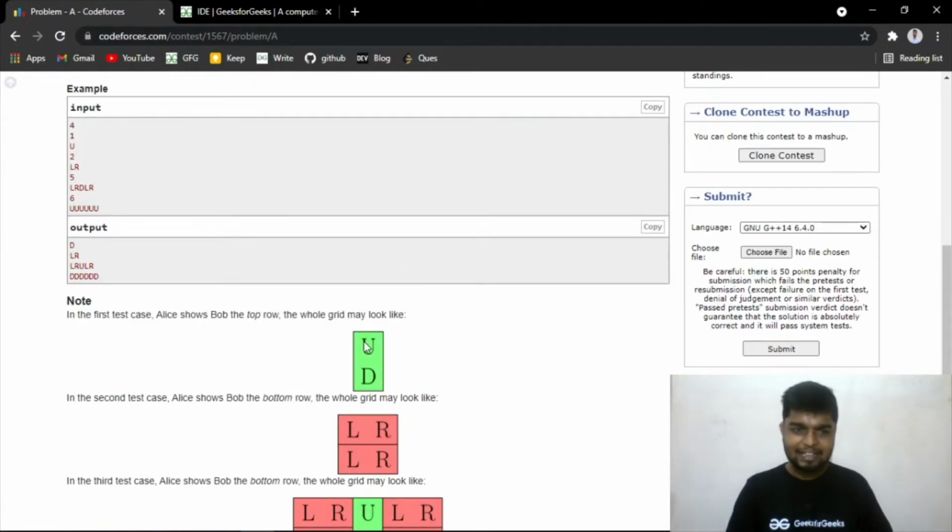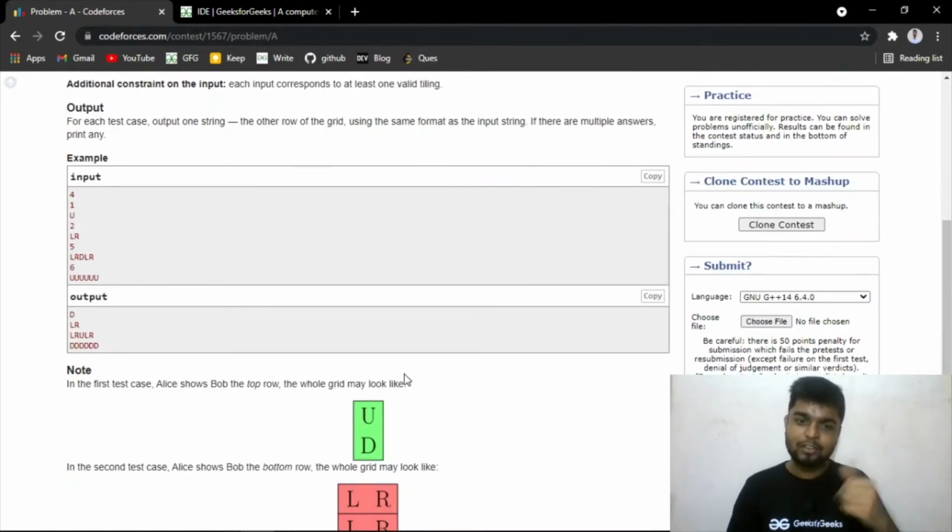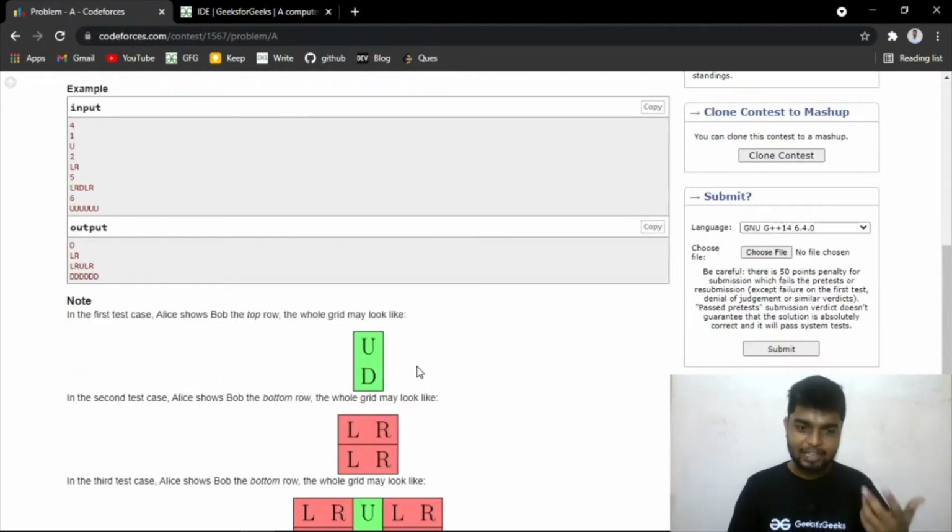Let's say the input was given as U, then you need to figure out what would be below it. So it would be D, you can see, because your domino could be 1 cross 2 or 2 cross 1, but for the U you should be having D, correct? Because you will have to place it like this, so that all the 2n cells get filled without any left, right?